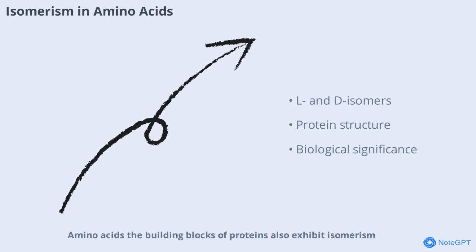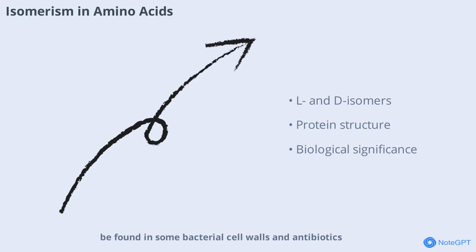Amino acids, the building blocks of proteins, also exhibit isomerism. Most naturally occurring amino acids are L-isomers, which are incorporated into proteins by ribosomes. D-amino acids are rare in nature but can be found in some bacterial cell walls and antibiotics. The distinction between L and D isomers is crucial for protein structure and function, highlighting the importance of isomerism in biology.